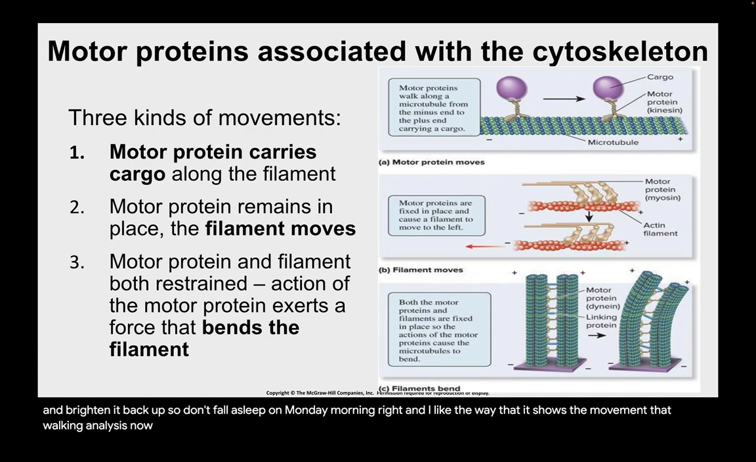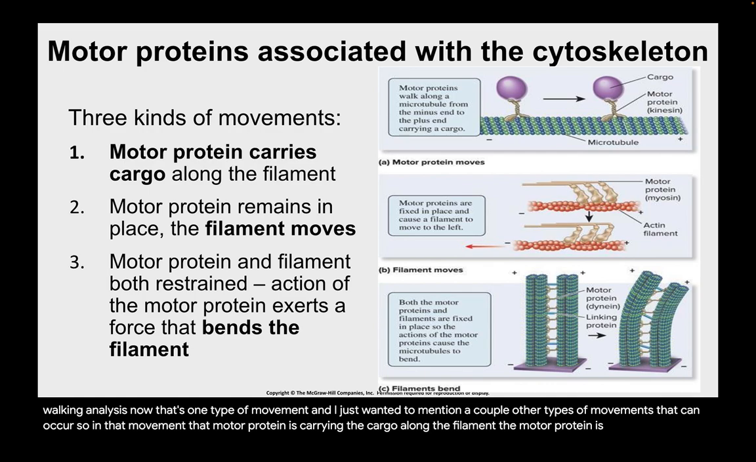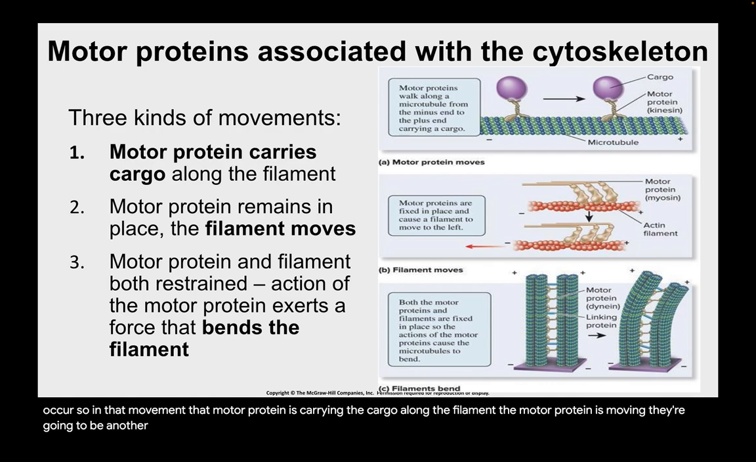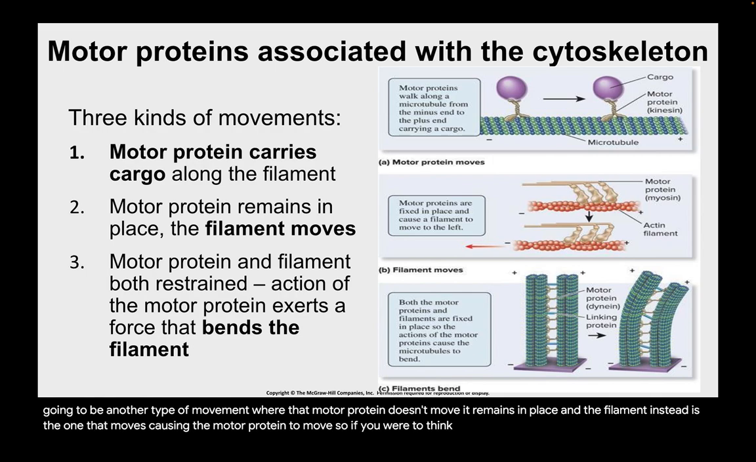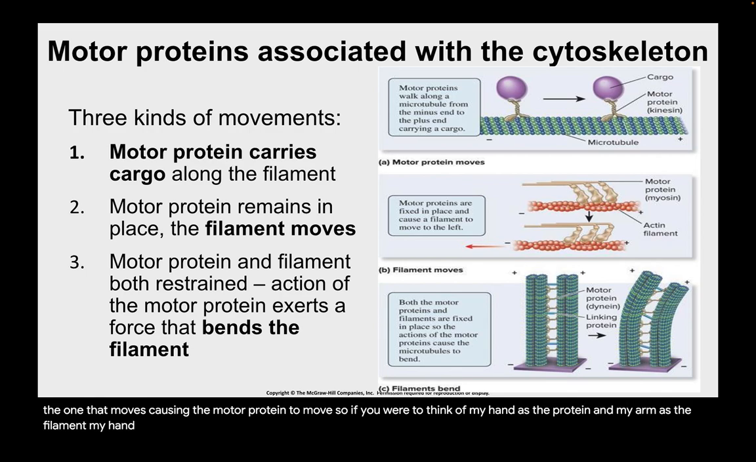Right? Now that's one type of movement, and I just wanted to mention a couple other types of movements that can occur. So in that movement, that motor protein is carrying the cargo along the filament. The motor protein is moving. There can be another type of movement where that motor protein doesn't move. It remains in place. And the filament, instead, is the one that moves, causing the motor protein to move. So if you were to think of my hand as the protein and my arm as the filament, right? My hand is not going to move, but if I were to move my arm, it moves that motor protein. The same thing is happening here. We often see this a lot in like muscle movement.